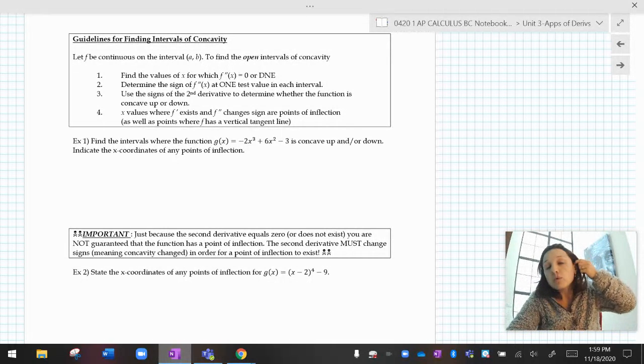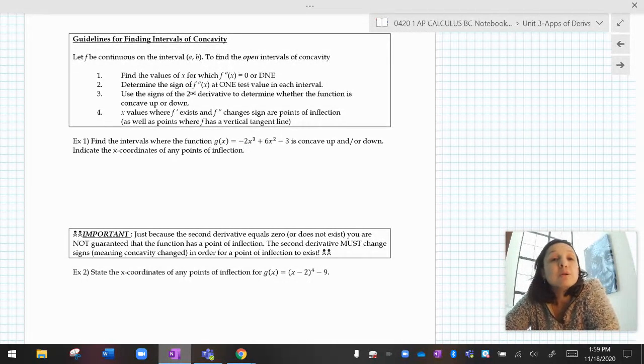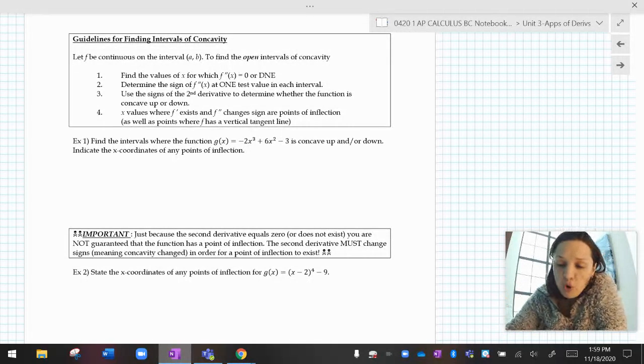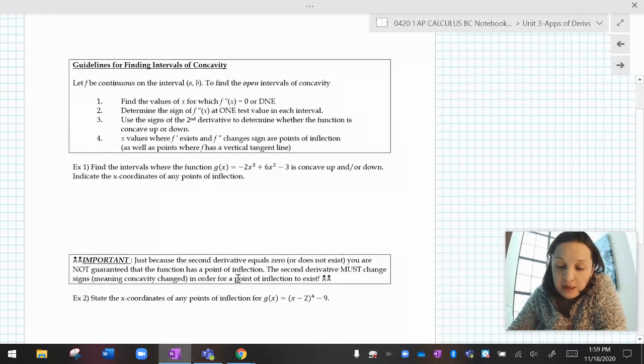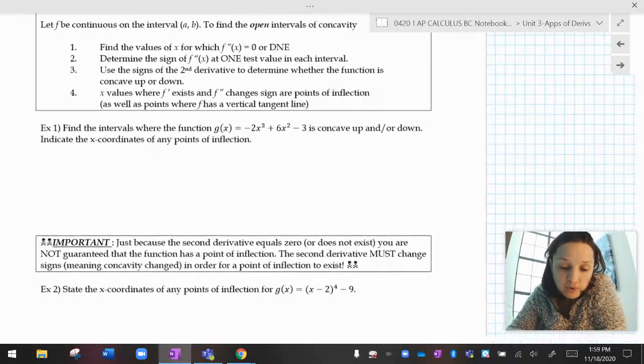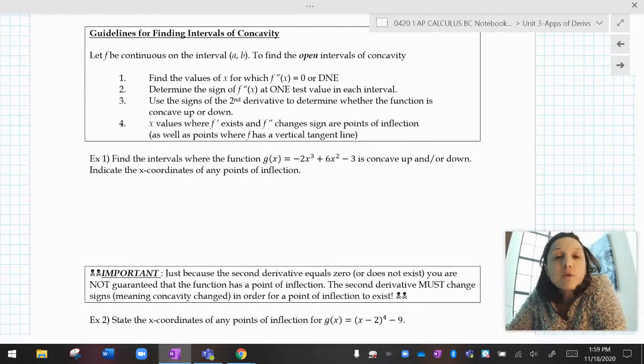Now, quick note: if your second derivative changes sign, but it does so like a hole or an asymptote, that is not considered a point of inflection. You need a point on the curve for that to work. So now let's talk about points of inflection and intervals of concavity. I'm not going to read through the steps here.